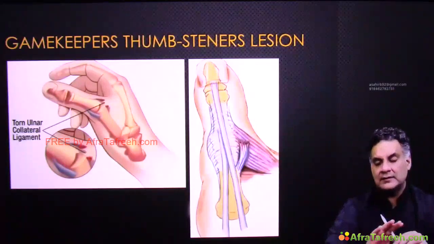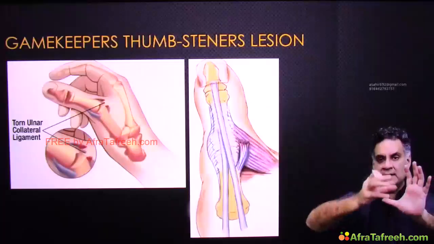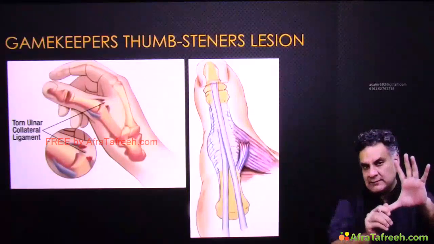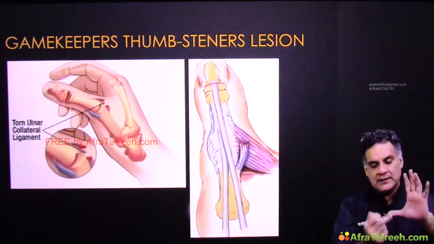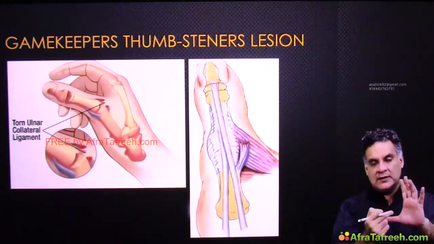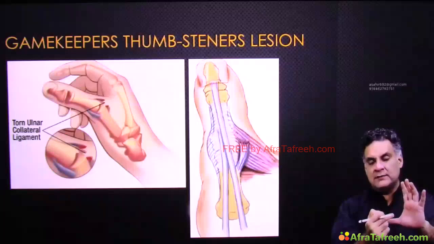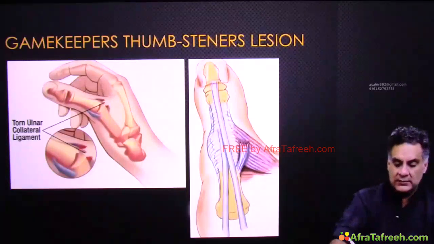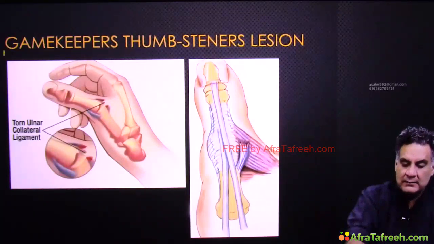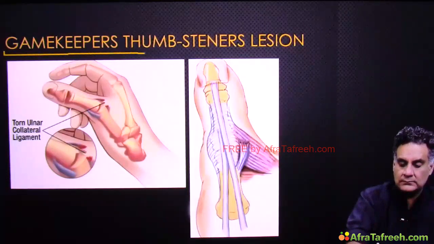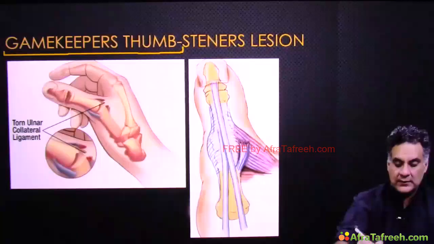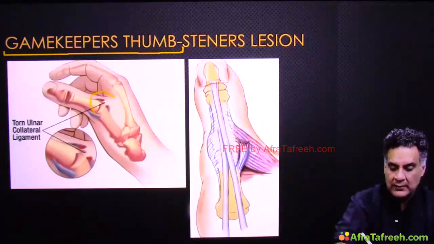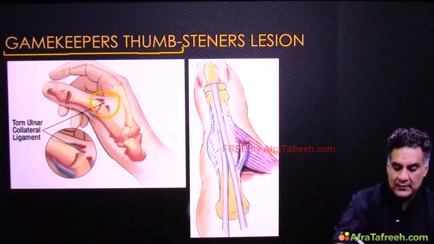If a ball comes to somebody's hand and takes his thumb completely radial, it can damage the ulnar collateral ligament of the first metacarpophalangeal joint. This situation is called gamekeeper's thumb. There is a torn ulnar collateral ligament of the first metacarpophalangeal joint. It is the most common injury of the MCP.